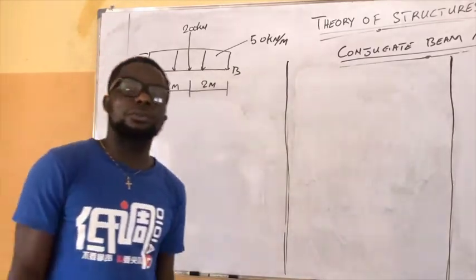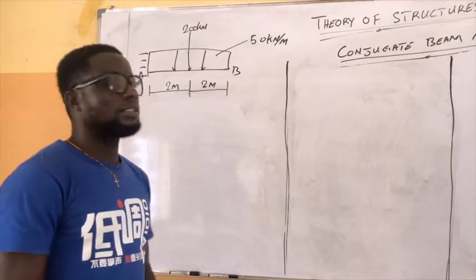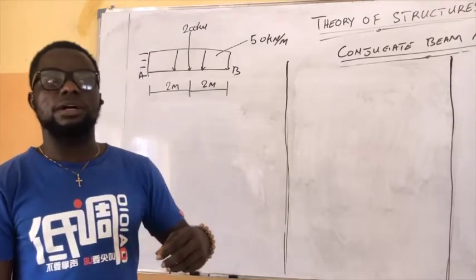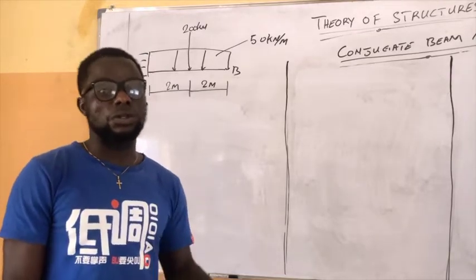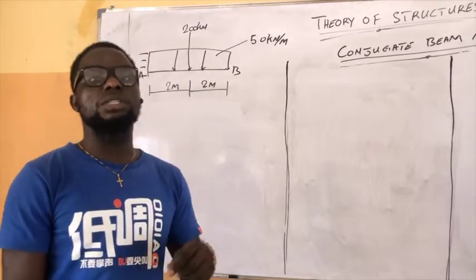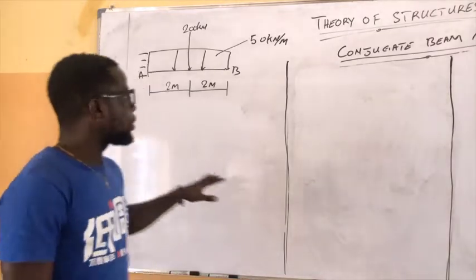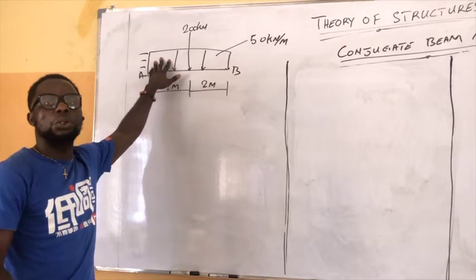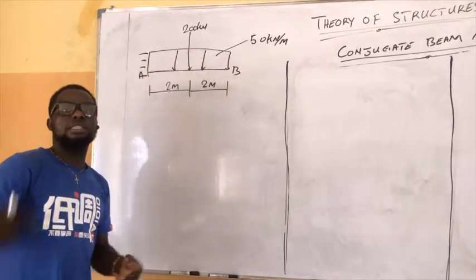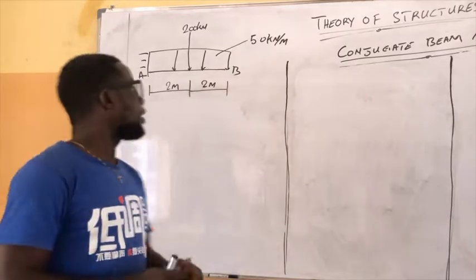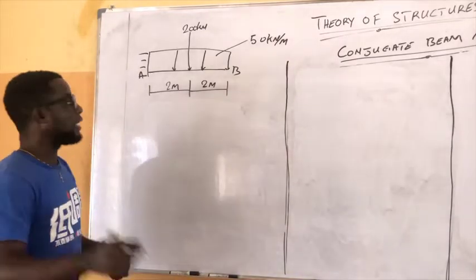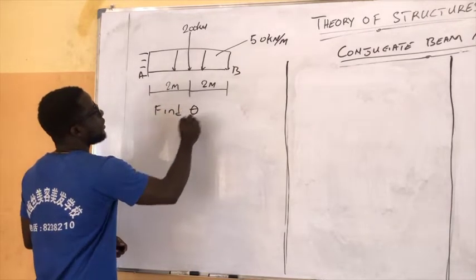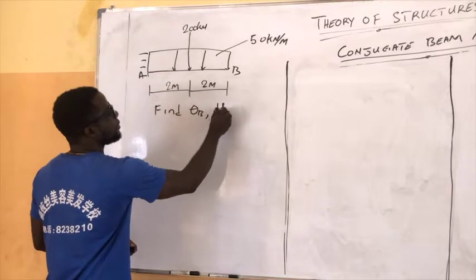In the previous ones we have solved, it is the case of having a particular load on a beam, where you have only a point load on the beam, or you have a UDL on the beam. But in this question, we have a UDL, that is uniformly distributed load, and a point load at the same time on a beam. So we want to find the rotation at B and Y at B.